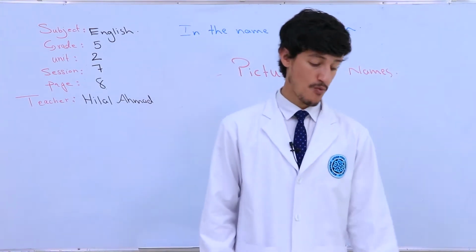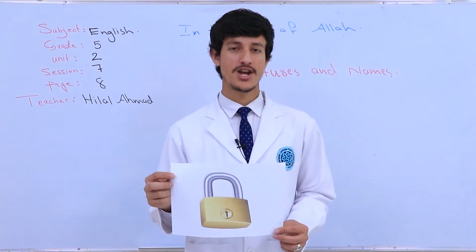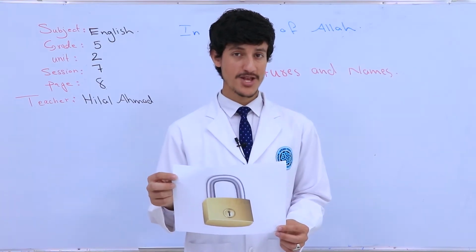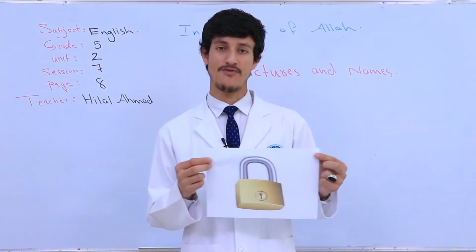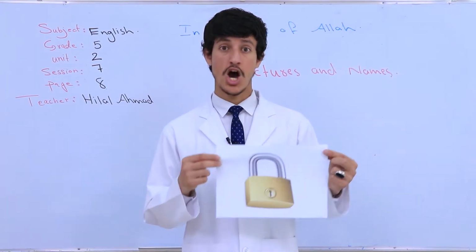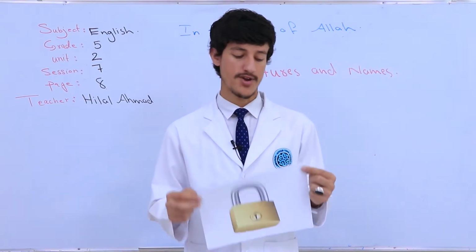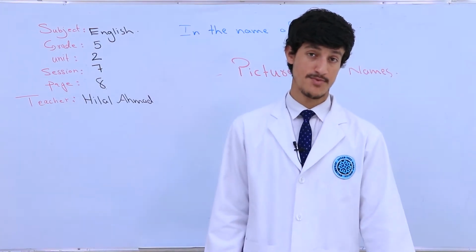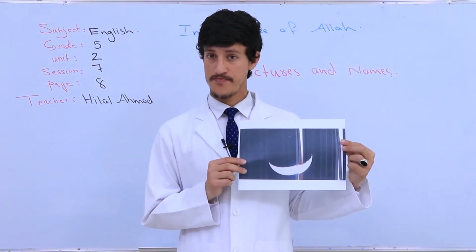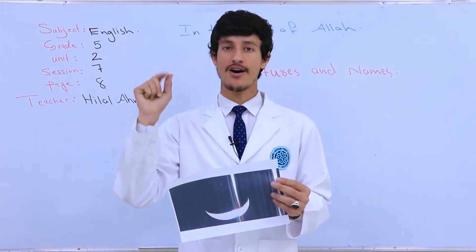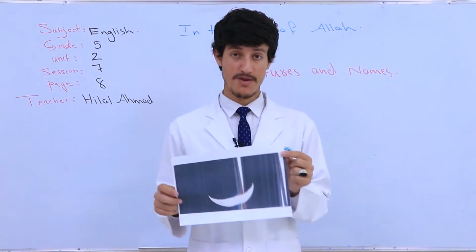Okay. After this, we have lock. What? Lock. The door is locked. Don't lock the door. Right? Lock. Repeat after me. Lock. Great. After lock, we have moon. What? The next word after lock is moon. Moon. We see moon in the sky at night, right?